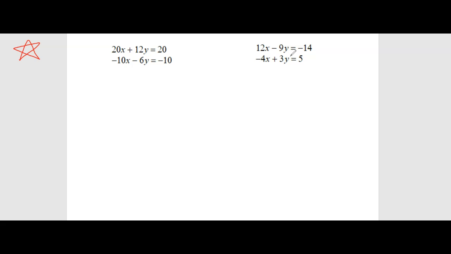Well, right off the bat, none of these coefficients are the same, right? 20 and 10 are not the same, 12 and 6 are not the same, but they do look like multiples of one another. So if I multiply this bottom equation by 2, negative 10 times 2 is negative 20, which is good because that would be an opposite of 20. We're trying to make those coefficients the same or opposites of one another, because then it'll be easy to eliminate one of them.